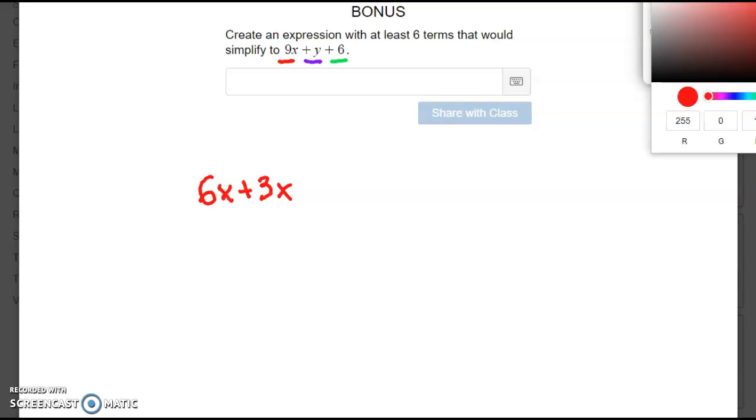Okay, so let's do the y now. We want to end up with just 1 y at the end. If I have negative 4y, what do I need to add to finish with positive 1y? I can add 5y. And then finally I want to end up with positive 3, so I can do something really easy like 1 plus 2. Okay, so we do have 1, 2, 3, 4, 5, 6 terms, and they do add up to this, because that's how we figured it out.